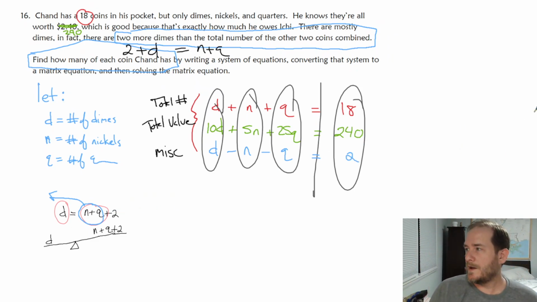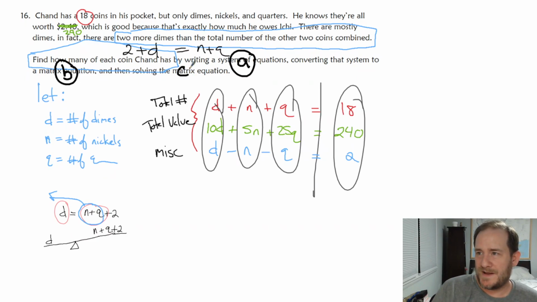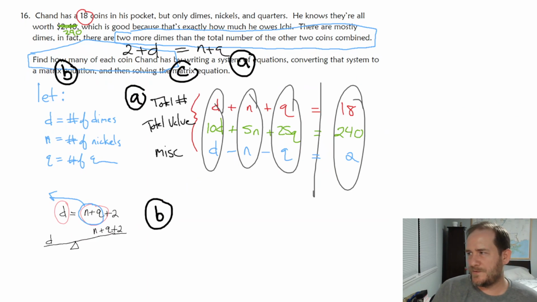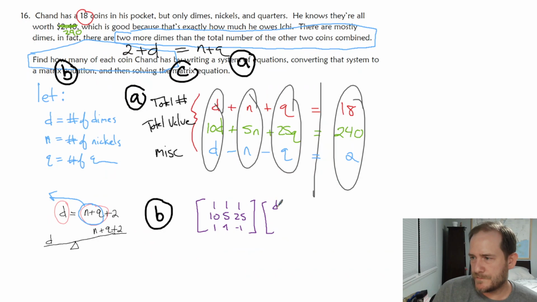We did it. We wrote an equation. So that was great and all. It's really great how we mastered part A of the problem. But now we have to convert that to a system of matrix equations. That's part B. Then we have to solve that. That's part C. There's 3 different things you're supposed to do. That's part A. Part B now is turn this into a matrix equation. That's supposed to be easy. We just pull out the coefficients, which are 1, 1, 1, 10, 5, 25, and 1, negative 1, negative 1. And my variables are D, N, and Q. And then my answer matrix is 18, 2, 40, and 2.